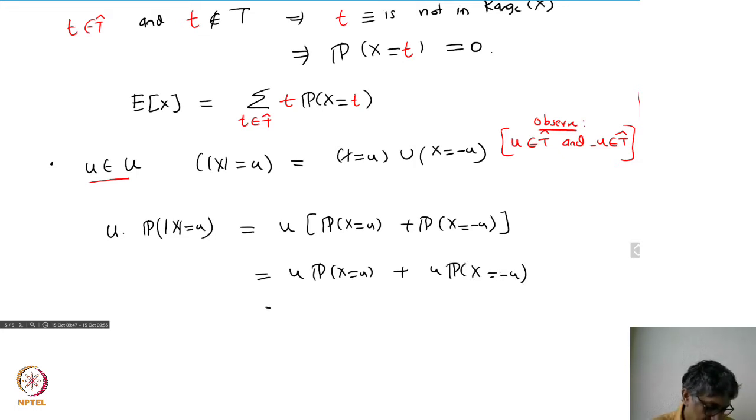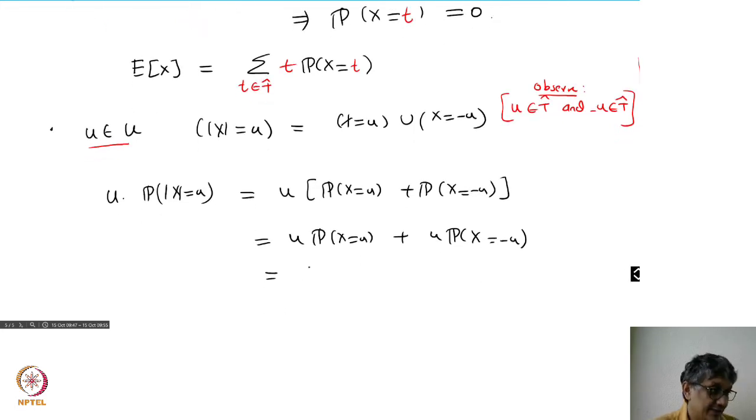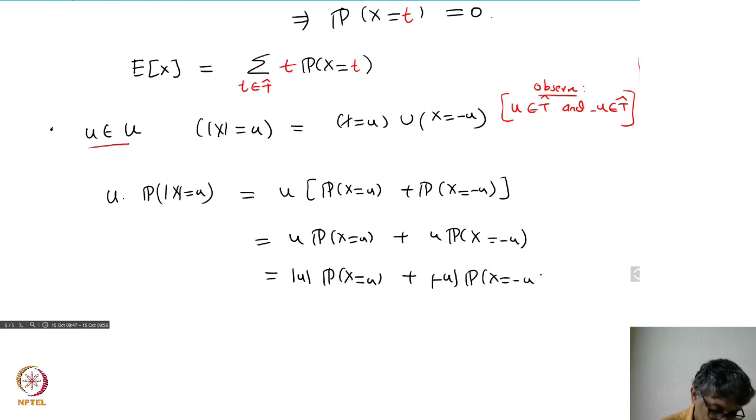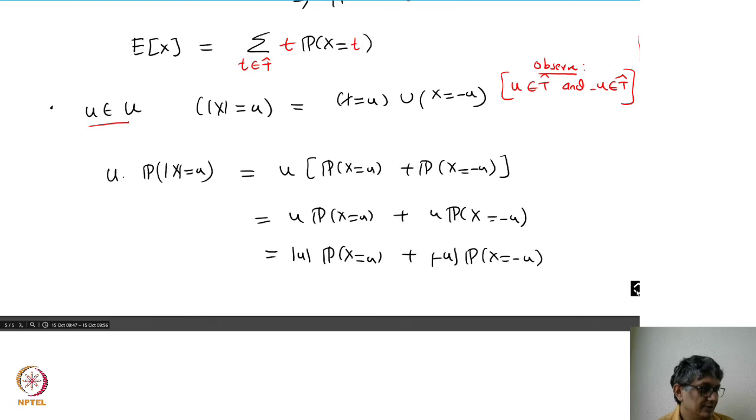I'll write it in this fashion. u is mod u, so mod x equal to u, and u is mod minus u, so probability x equal to minus u. This is one expression, and this is true even when u is 0. I'll write a small observation here: it's true even if u is 0. It's a trivial equality. Both sides are the same.